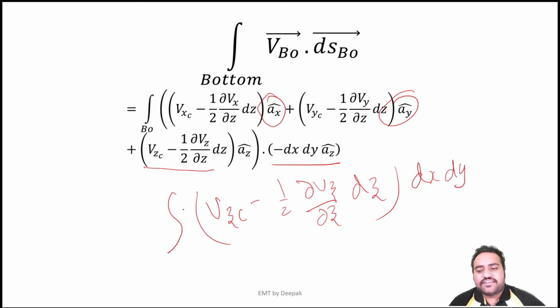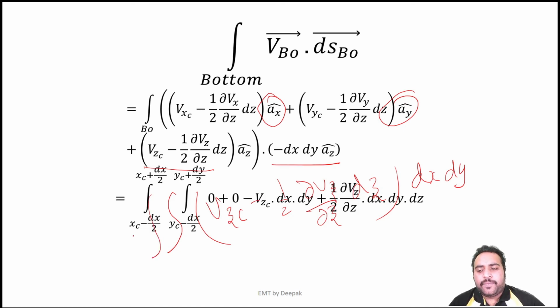Now, what are the limits? I also know the limits. The limits are xc minus dx by 2 to xc plus dx by 2, yc minus dy by 2 to yc plus dy by 2, since these are the limits.